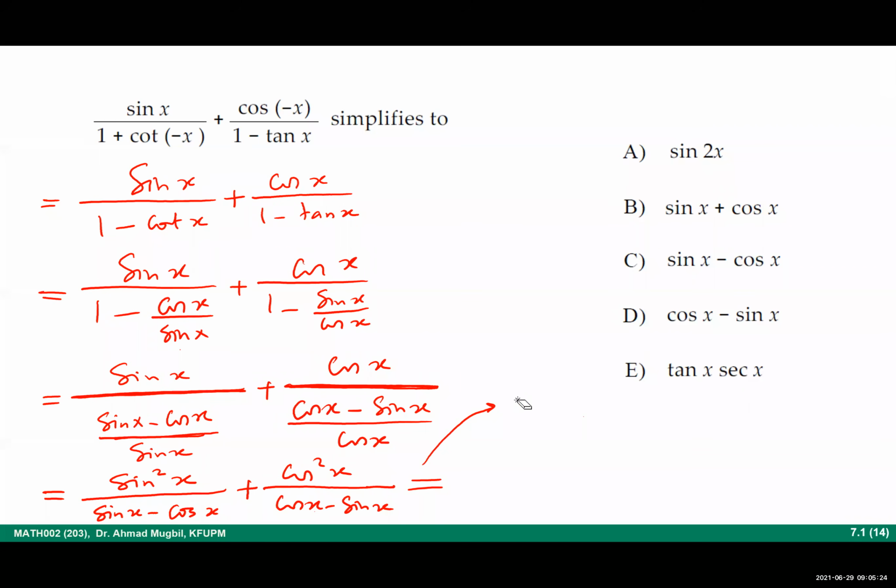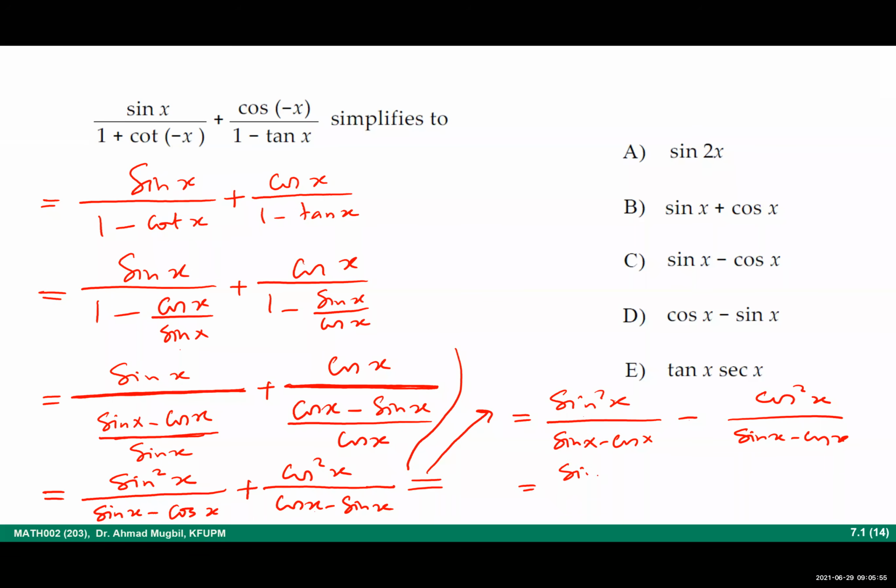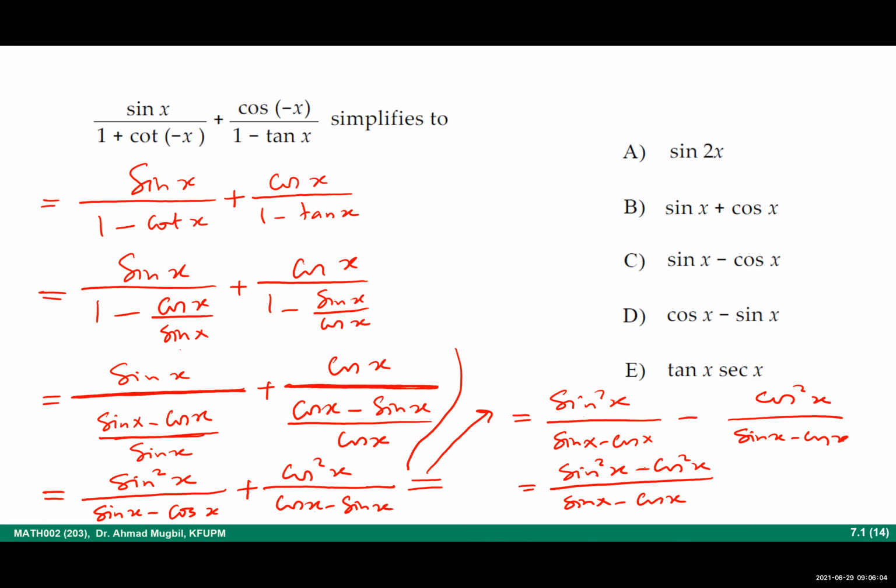Let me solve it here. This is equal to sine squared x, and here it will be minus. This is sine x minus cosine x, and this also will be sine x minus cosine x. What I did, I just wrote cosine x minus sine x as sine minus cosine, but with a negative. So this becomes negative. And here we have cosine squared x. This will be equal to sine squared x minus cosine squared x over sine x minus cosine x.